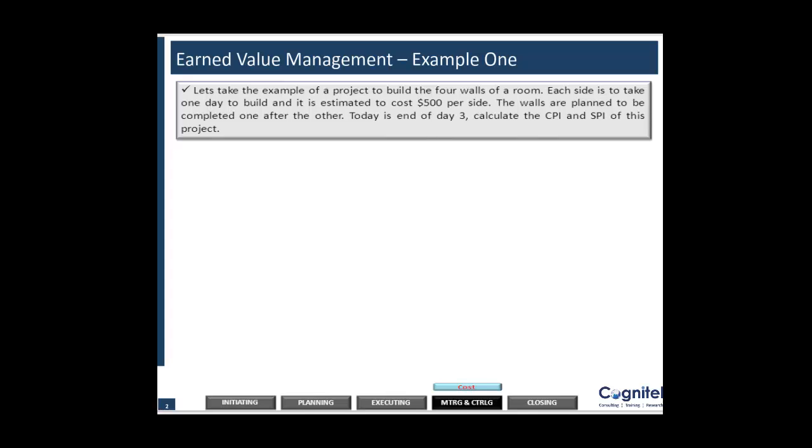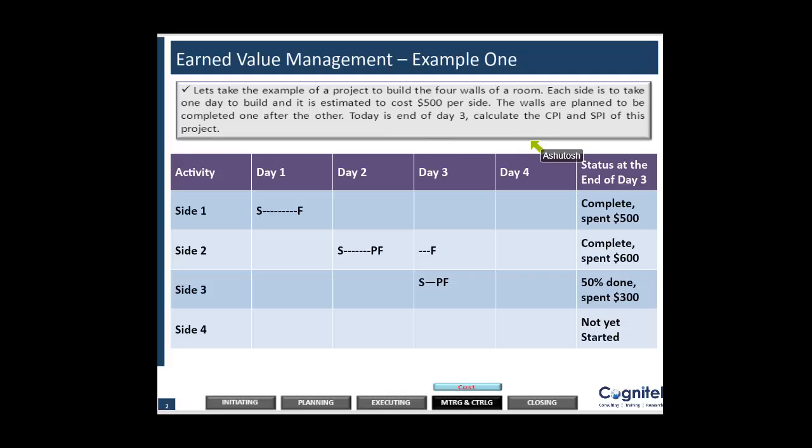Let's take the example of a project to build 4 walls of a room. Each side takes 1 day to build and is estimated to cost $500 per side. The walls are planned to be completed one after the other, and this is the scenario at the end of day 3. I started on day 1 with side 1 and completed it. On day 2 I started the second side, but could only partially finish it. I finished side 2 on day 3, and also started wall 3 on day 3, but finished only 50% of it.